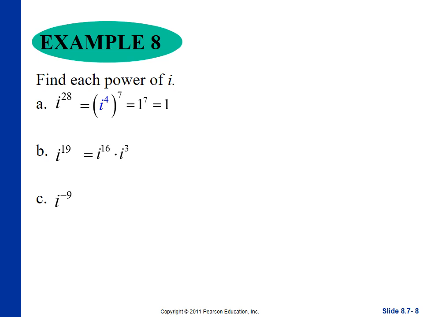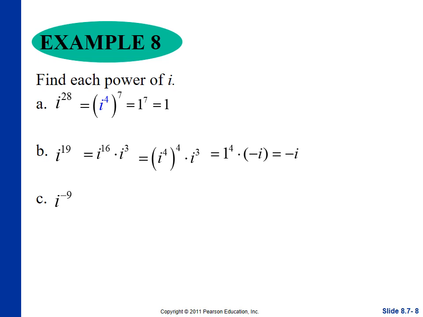i to the 19th, that's i to the 16th times i cubed. If you remember, i cubed is equal to negative i. That's what it was, that was the last one in the cycle. My bad. So 1 to the 4th times negative i, which is just negative i.